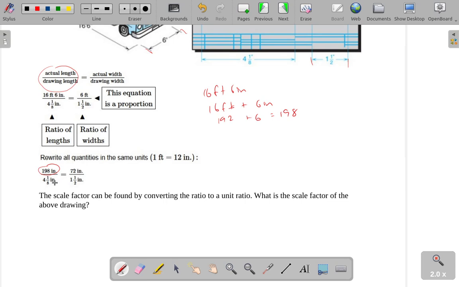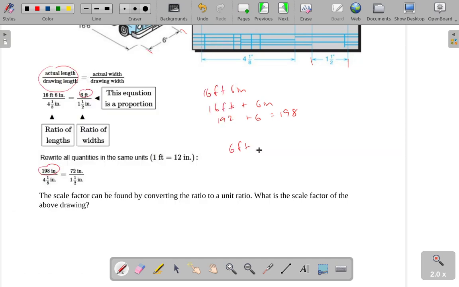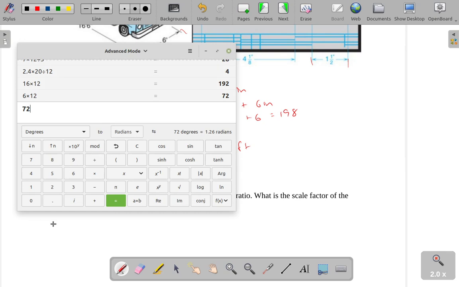4 1/8 inches we don't need to do anything with, it's already in inches, but we would need to convert 6 feet, and that one's easy. 6 times 12 gives us 72, so this part here is 72 inches. At this point, it's just a matter of checking to see what number we end up getting here.